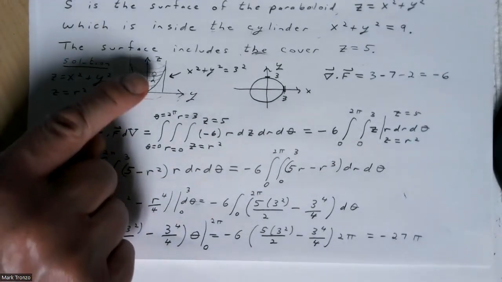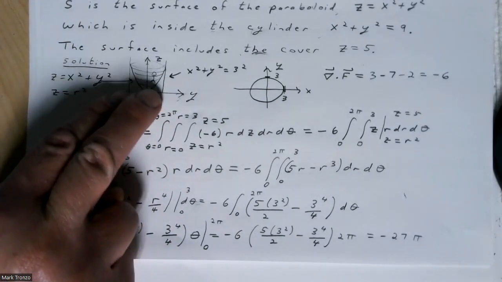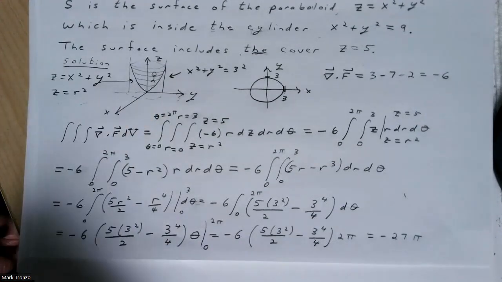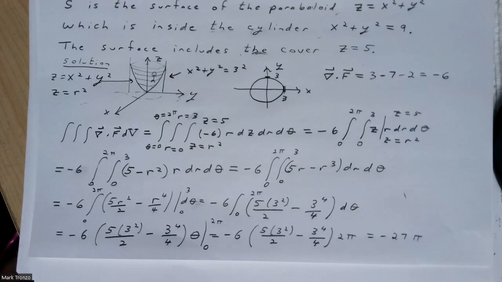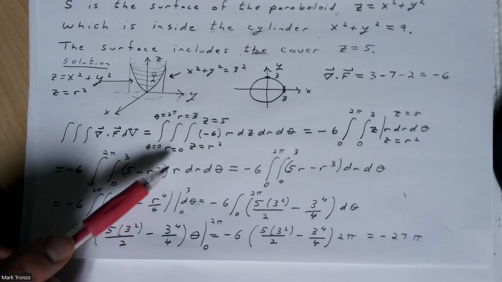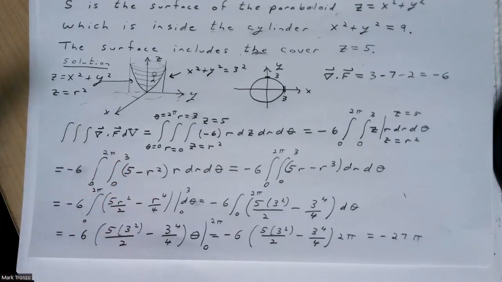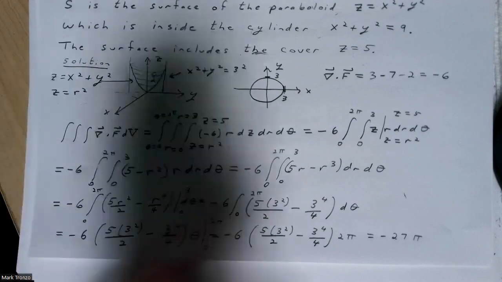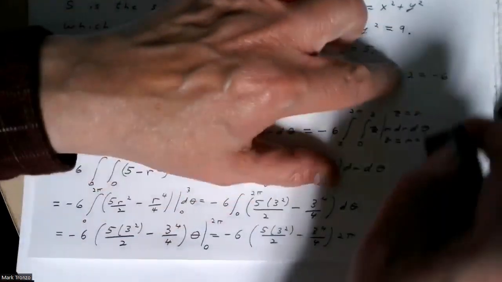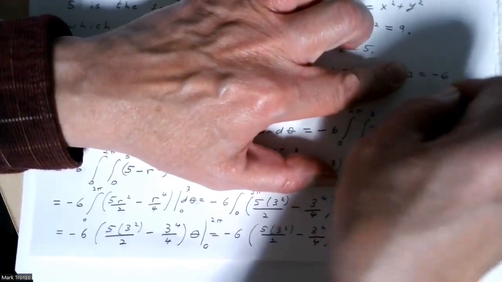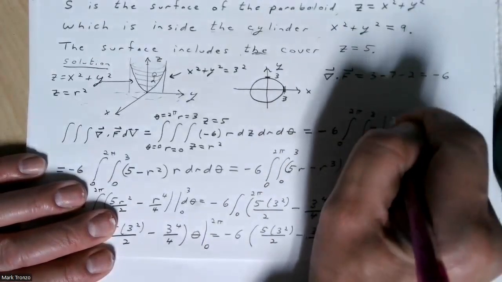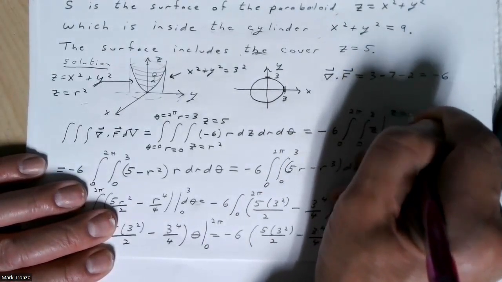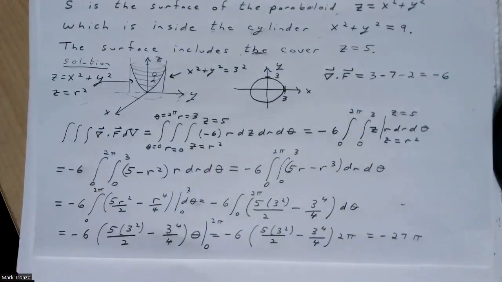And then this region projects onto the xy plane as a circle of radius 3. And so our bounds are 0 to 3, 0 to 2 pi, and then just carry out the integration. And let me make this one just a little neater, like that.